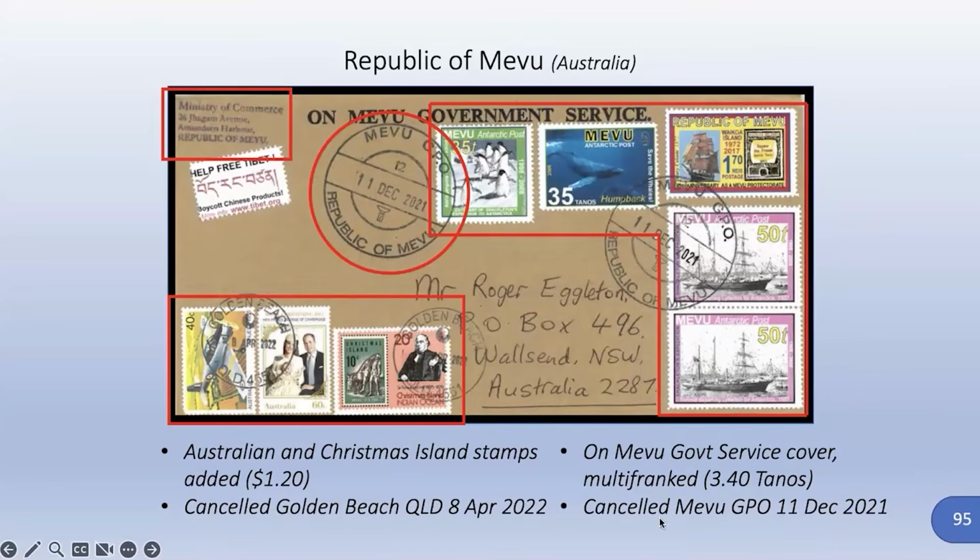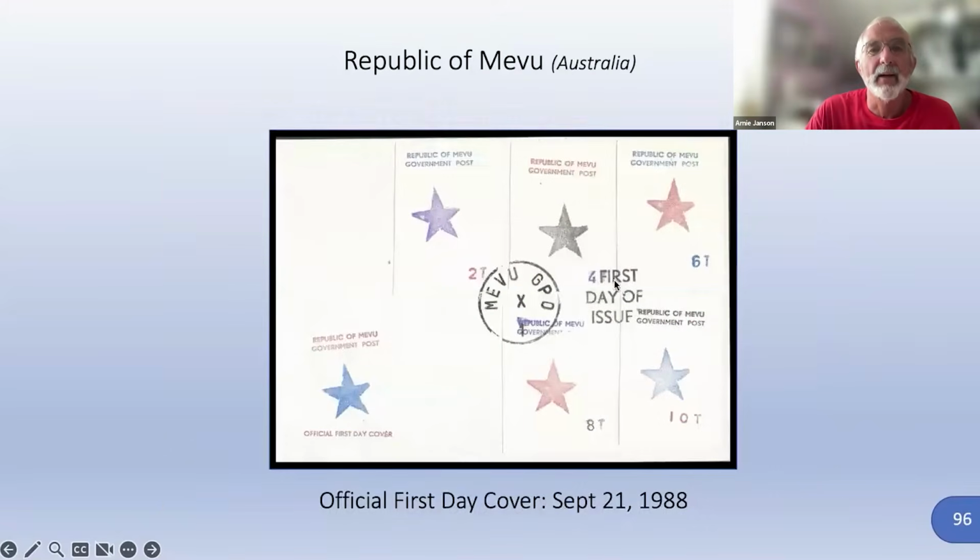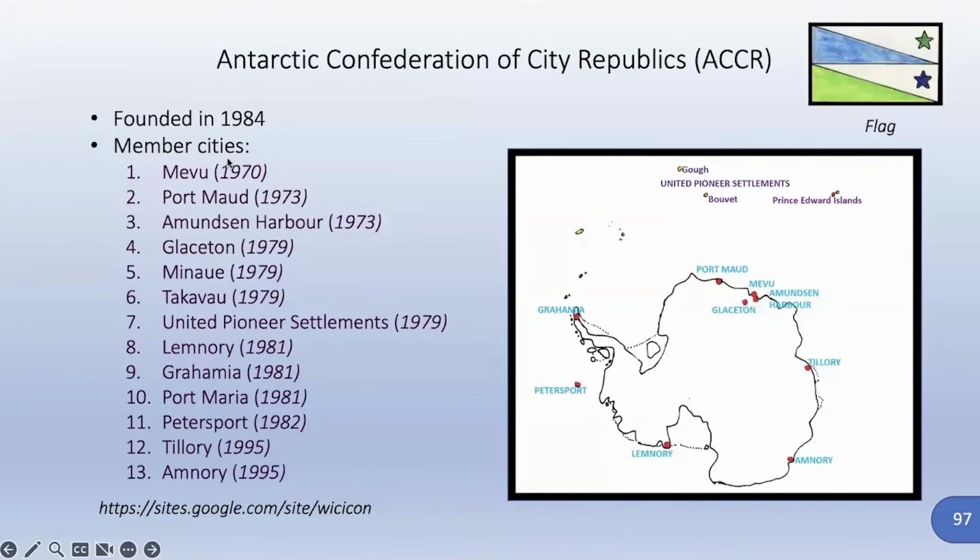On this Mevu government service cover, multi-franked, with 3.4 tanos, tano was the currency. So they canceled it on the 11th of December. It actually went through the Australia Post Office in April. Here's their first day cover with the first issue of 2 tanos, 4 tanos, 6, 8, and 10 tanos. This is an official first day cover. And here is the Mevu.